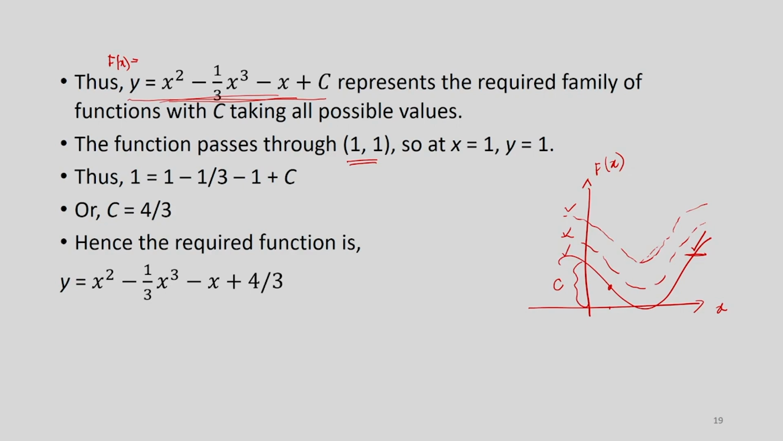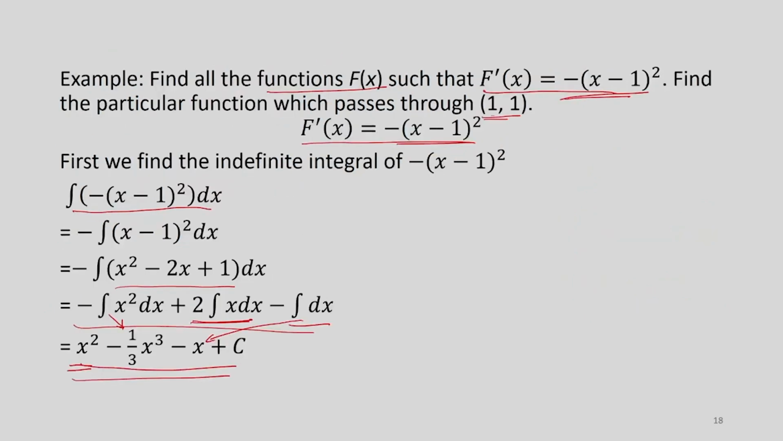This particular function that we are after passes through this point (1, 1). So, therefore, on the left hand side you are going to get 1 if you put x is equal to 1. So, this is the equation you will get, and therefore, I get c is equal to 4 divided by 3 after simplifying, and I put this 4 divided by 3 here, and I get this particular function y is equal to x square minus 1 divided by 3 x cube minus x plus 4 divided by 3. So, this is the required form.